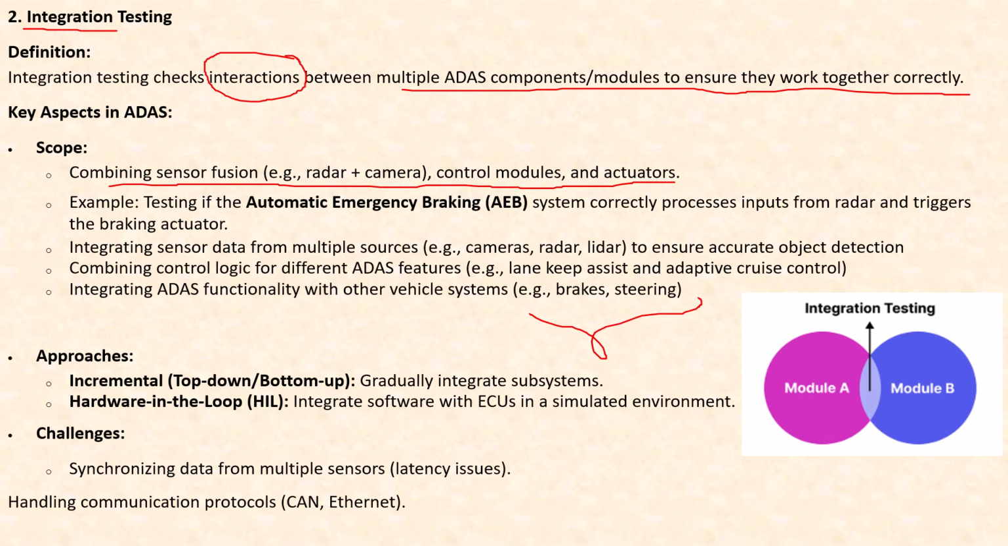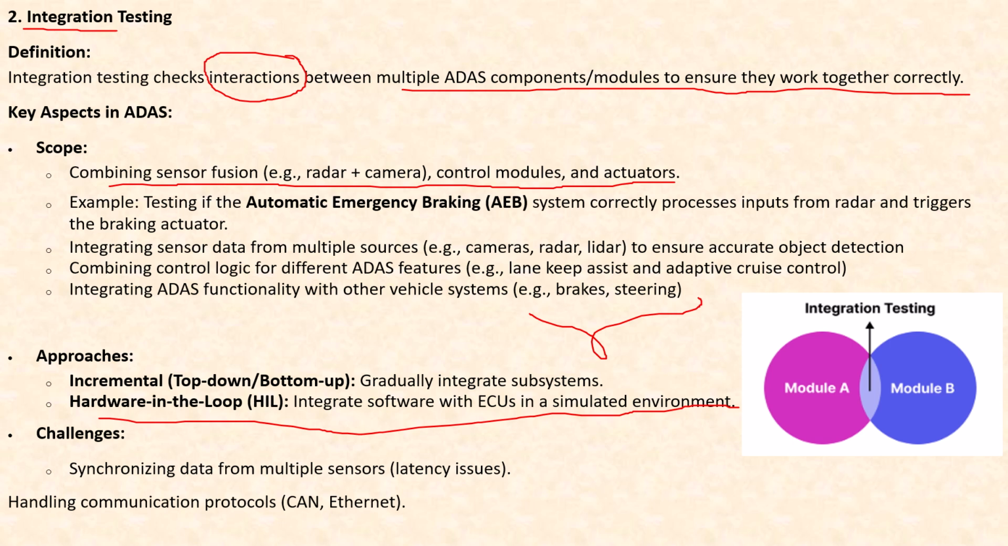What are the various approaches? Approaches can be incremental, top down or bottom up, and slowly graduating subsystems. So you test by slowly integrating one system after another. And next is again hardware in loop. Hardware in loop is nothing but you integrate the software and hardware into one particular hardware and then test the entire system as a whole. Next comes the challenges: synchronization of data from multiple sensors, handling communication protocols.